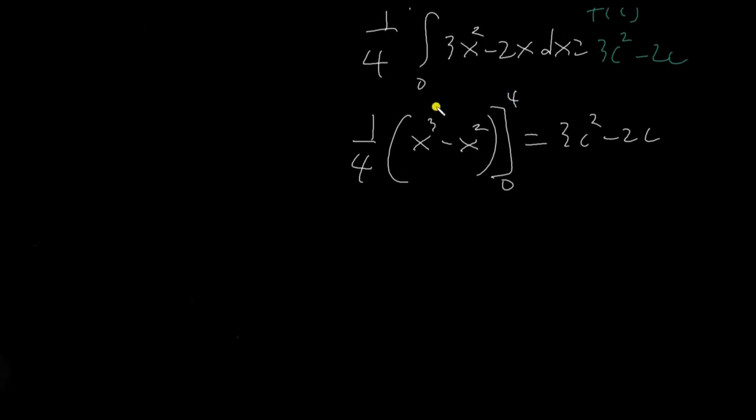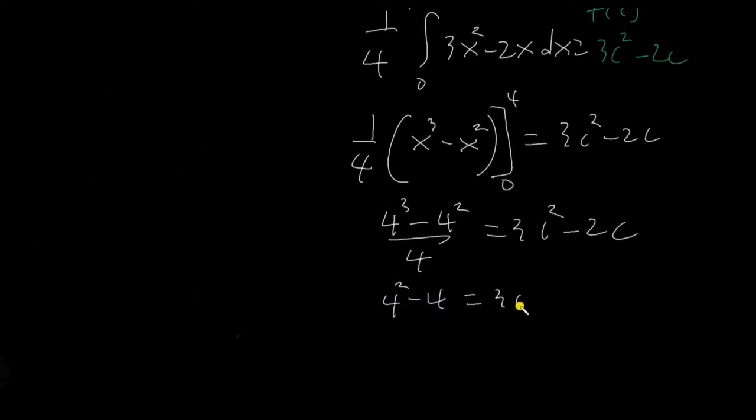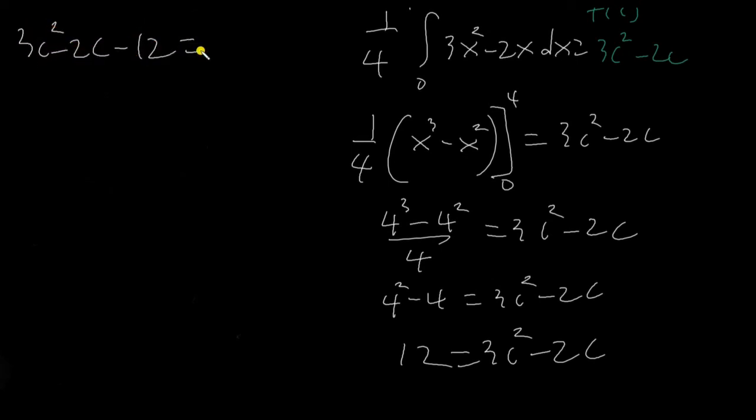And then putting in a 4 here, I'm going to get 4 cubed minus 4 squared over 4. And then it's going to be 4 squared minus 4, which is 16 minus 4 is 12. So let's bring that up here. 3c squared minus 2c minus 12 equals 0.